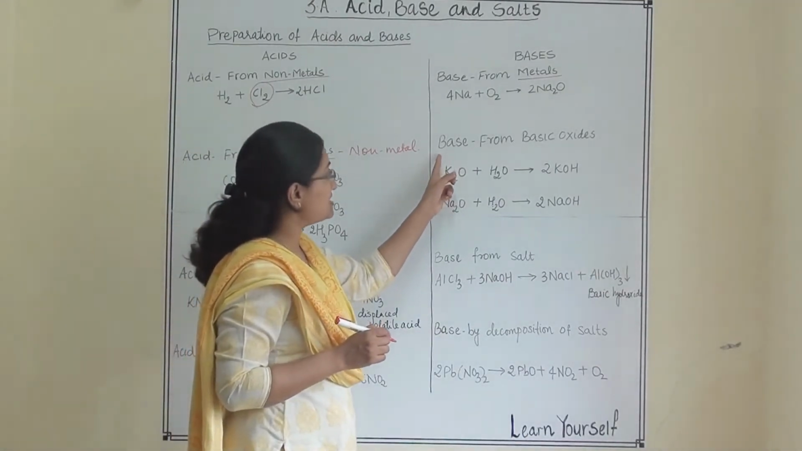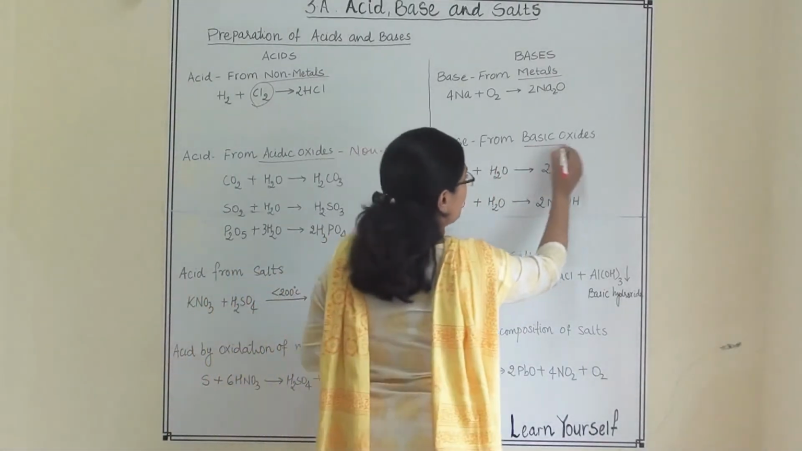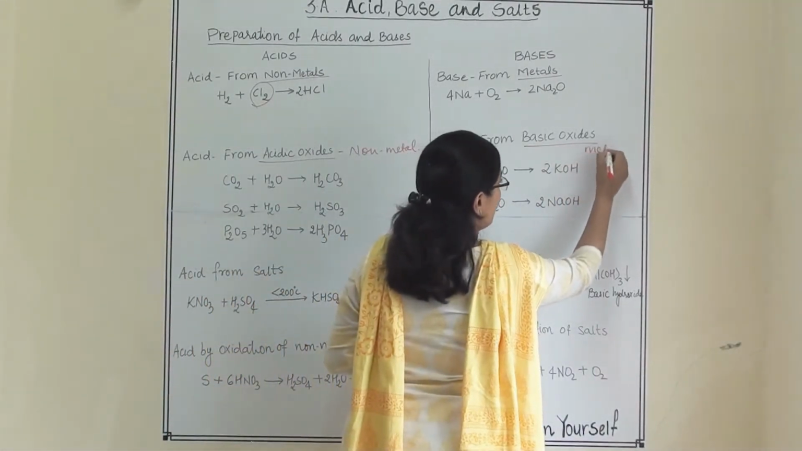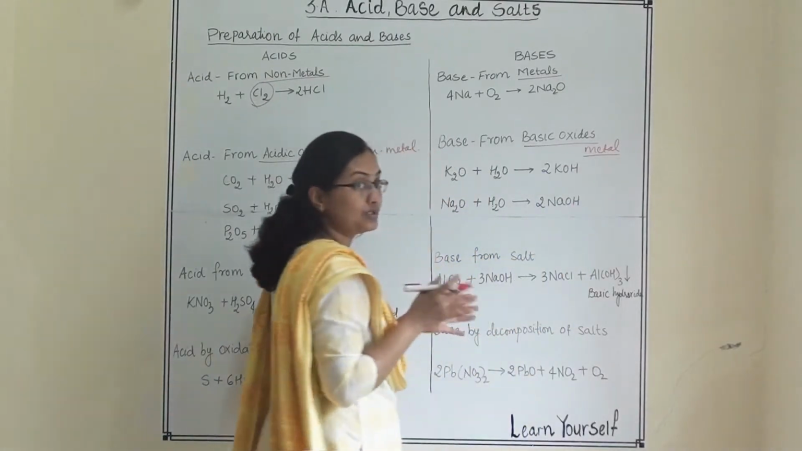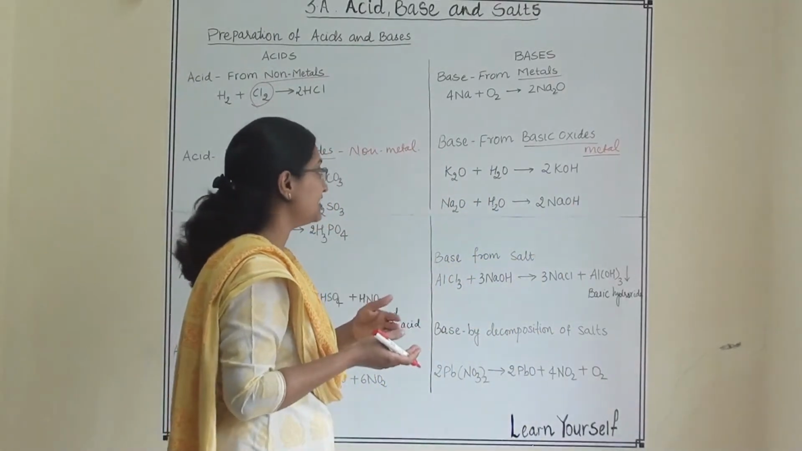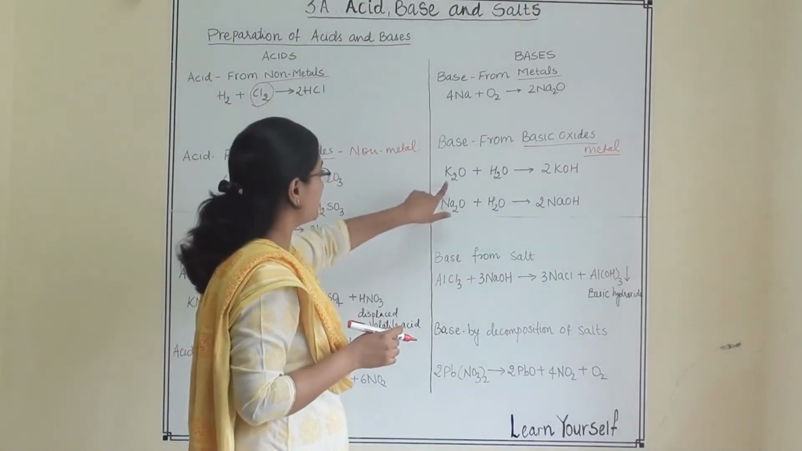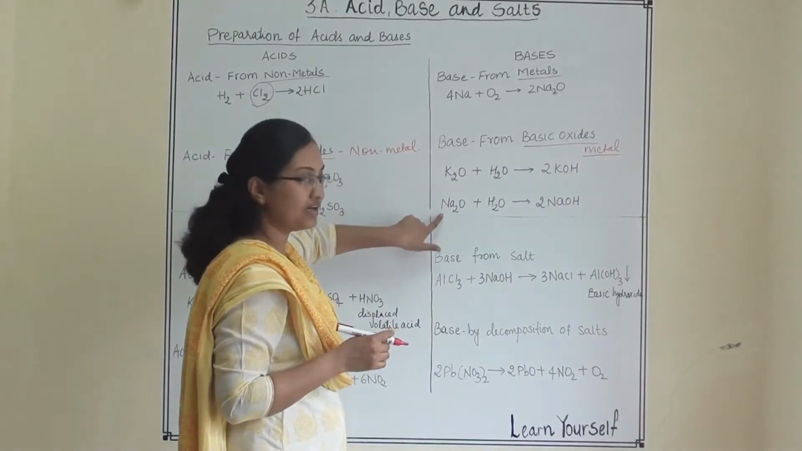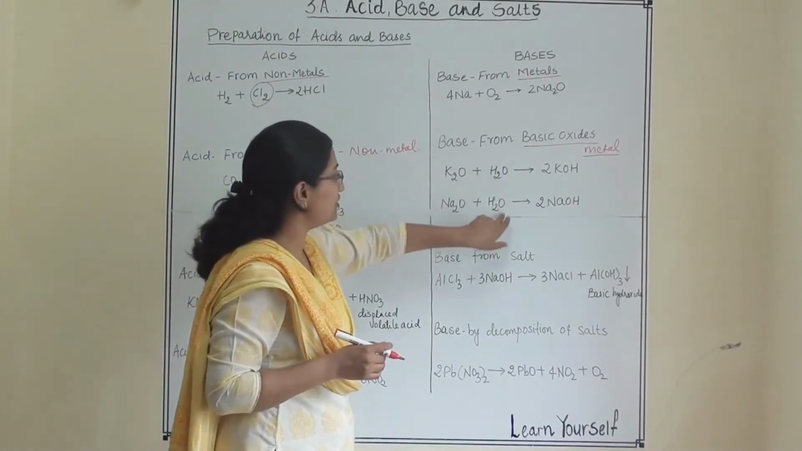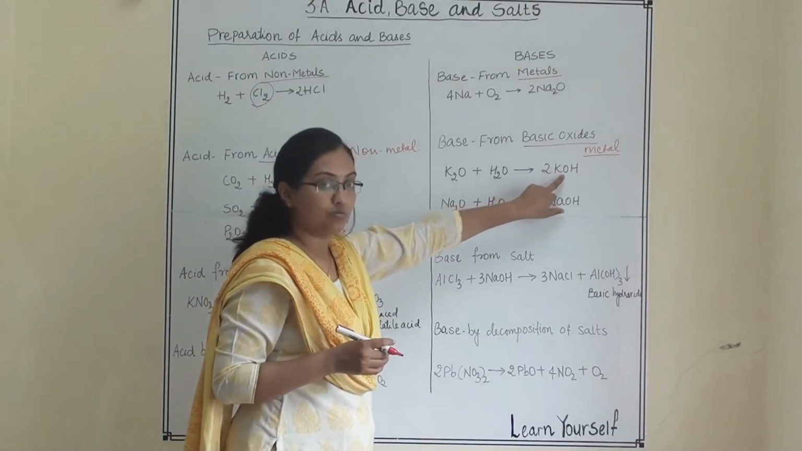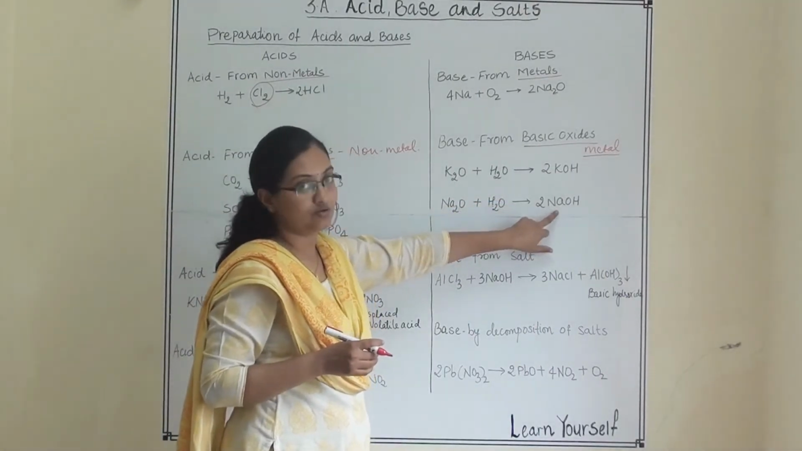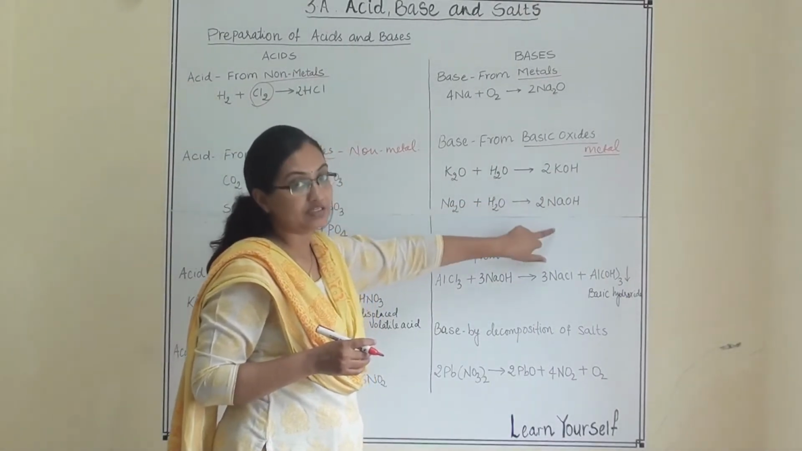Now what about base? It is from basic oxide, so it is from metal oxide. When metal reacts with oxygen, it gives us metal oxide and they are basic in nature. Potassium and sodium, both are metals. When their oxides dissolve in water, they give us potassium hydroxide and sodium hydroxide. Both are basic in nature.